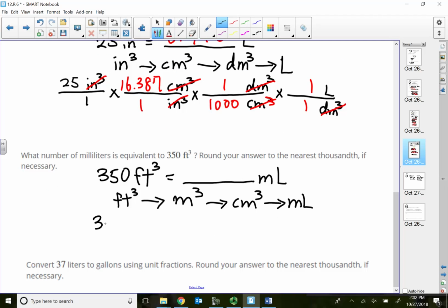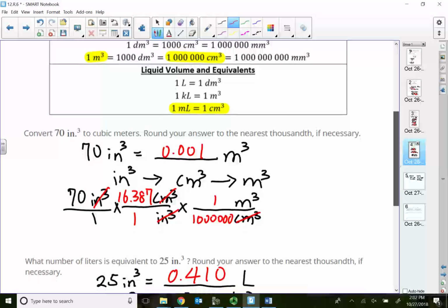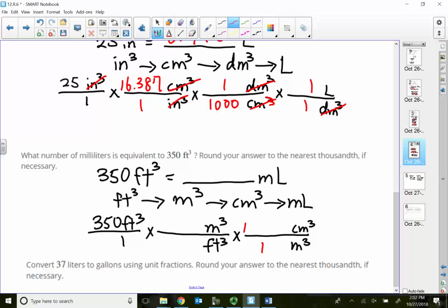So 350 cubic feet over 1 times, put my cubic feet right down here, cubic meter up there, times cubic meter down here, cubic centi up here, a 1 to a million ratio. 1, 2, 3, 4, 5, 6. And times, cubic centimeter down here to milliliter. By the way, cubic centimeter stands for cc, so 1 cc or 1 cubic centimeter is the same as 1 milliliter.